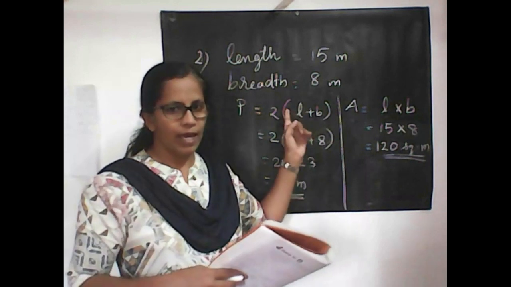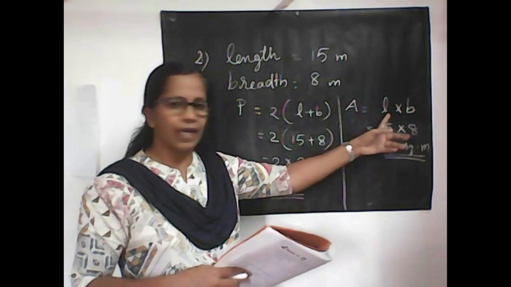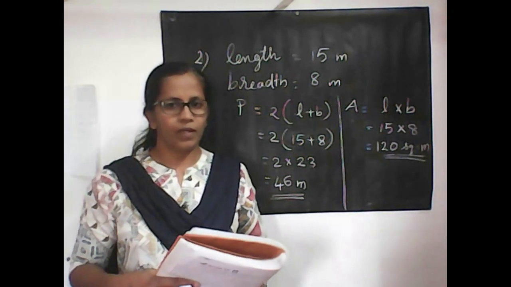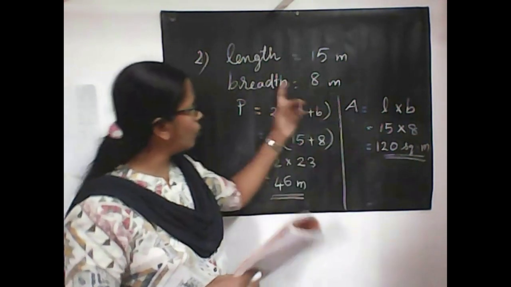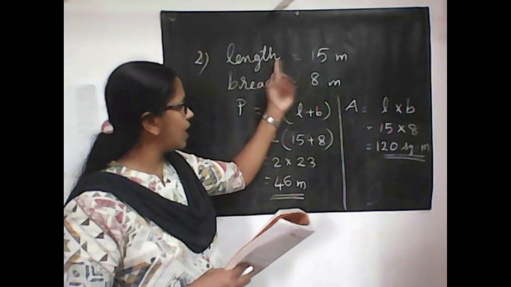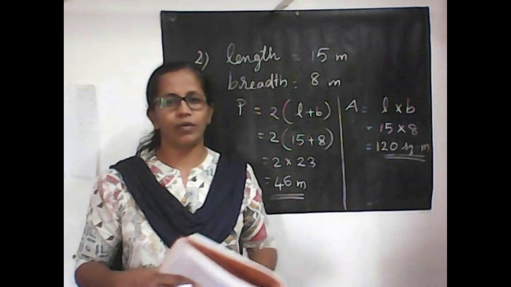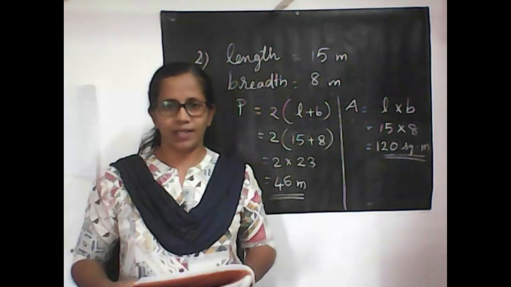Okay, what is the equation to find out perimeter of a rectangle? 2 into L plus B. What is the equation for finding area of a rectangle? L into B. Okay, before writing the equation, you have to write and keep how much length is given. What is the breadth? Both you have to write, then start doing the calculation. It will be very easy for you.